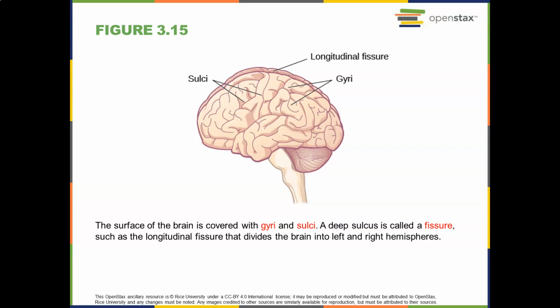And a fissure is basically a deep sulcus, like a deep folding or a deep indentation within the brain, and that's called a fissure. So right here, the longitudinal fissure goes all the way along here. That gives you some examples of that.